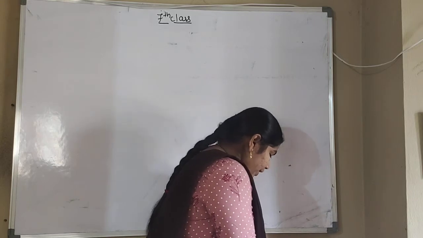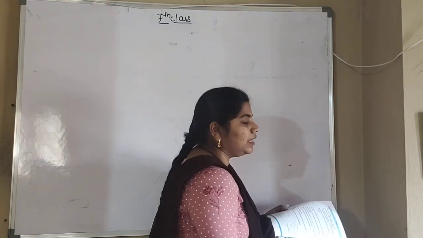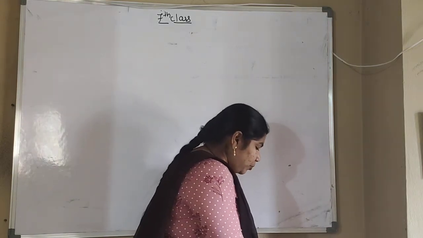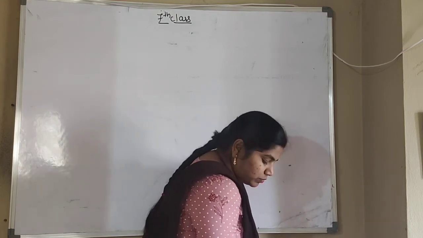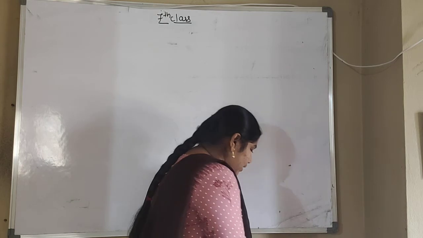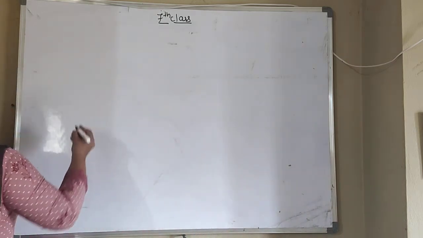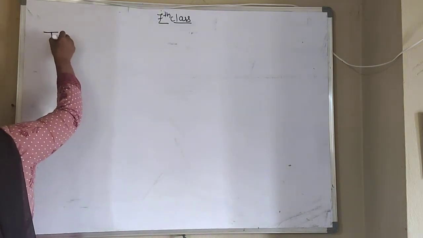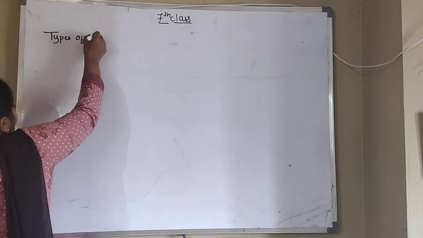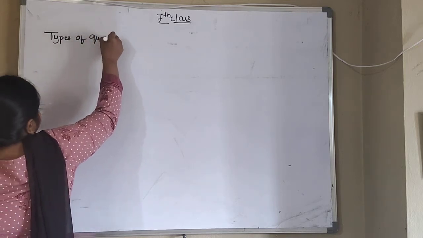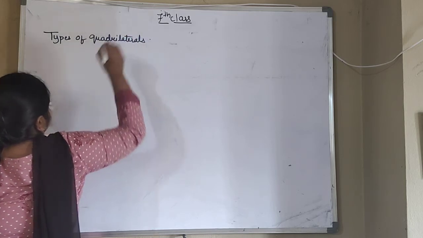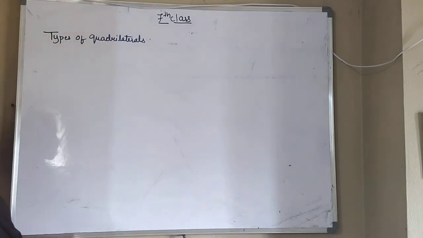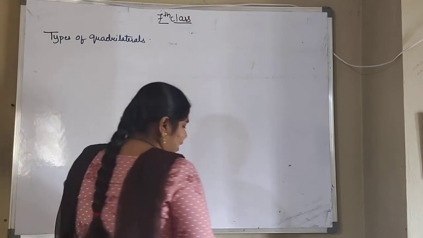We are learning how many different types of quadrilaterals there are, and also we are learning the properties of the quadrilaterals. So first we will learn how many different types of quadrilaterals are there in this chapter. So how many different types of quadrilaterals are there?